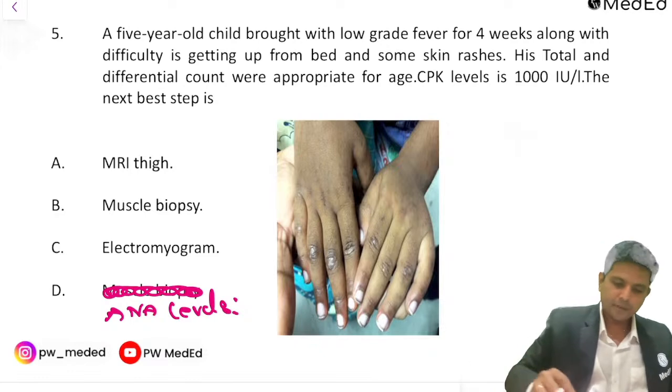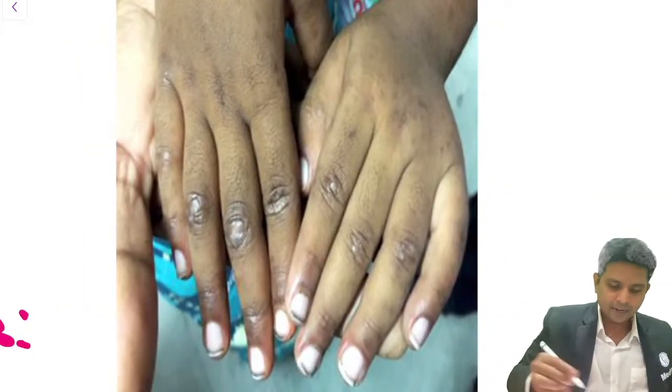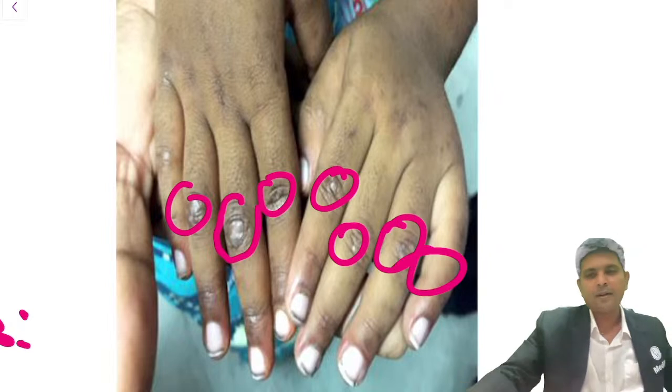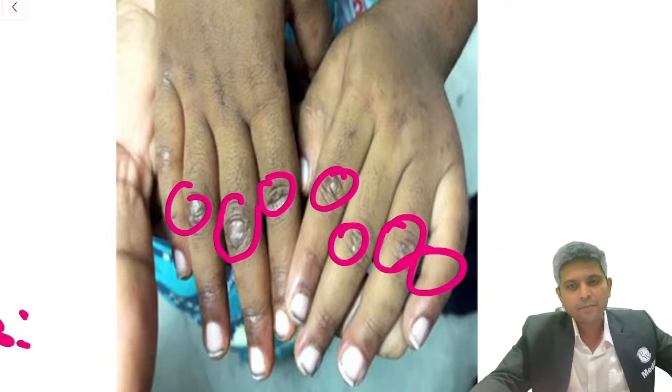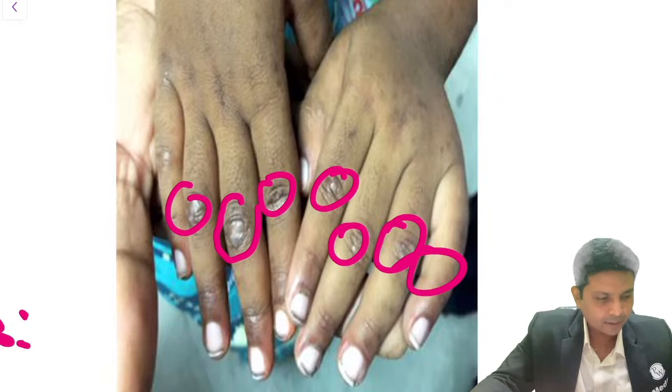Okay, done. So look at this. What is this? There are hyperpigmented things in the knuckles. What is this? I am waiting for your answer. What is this?